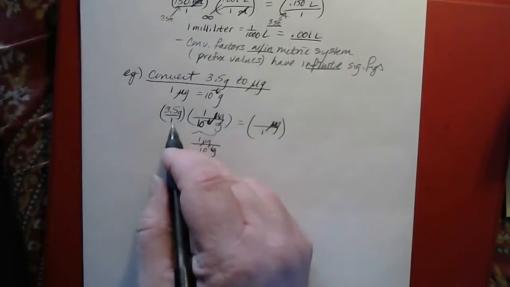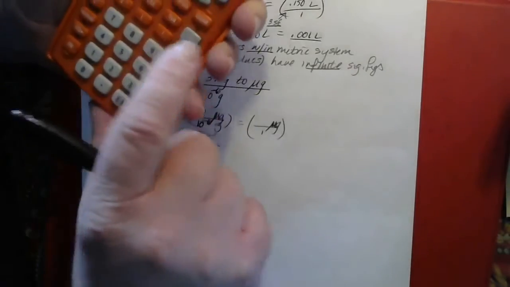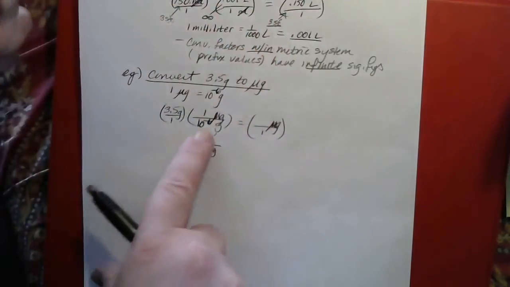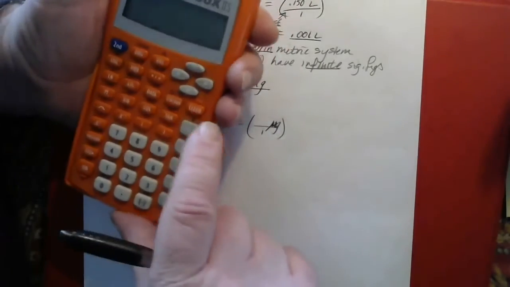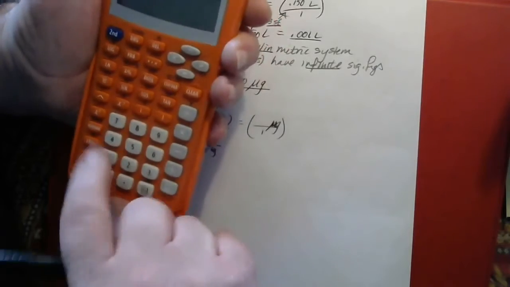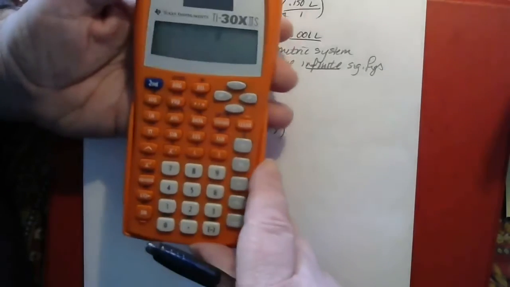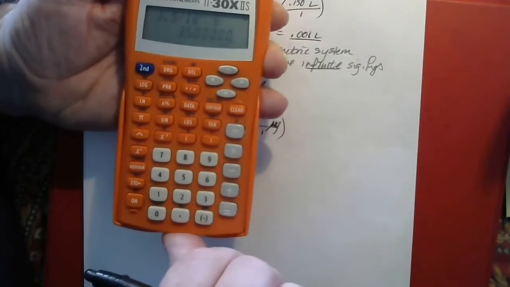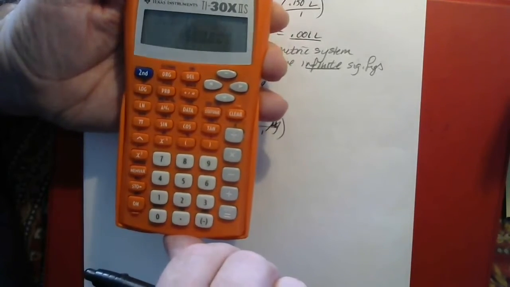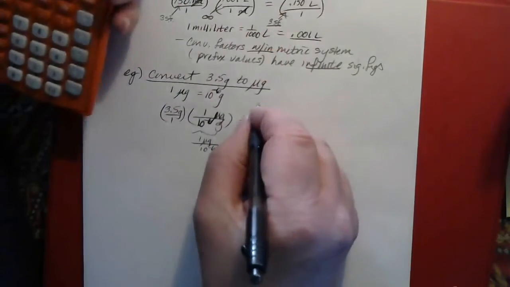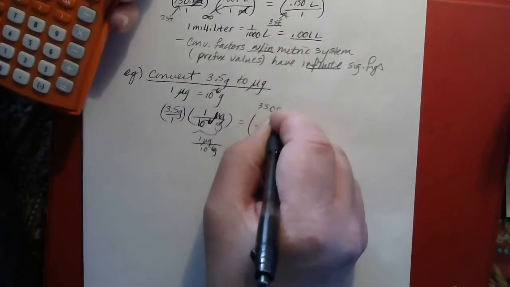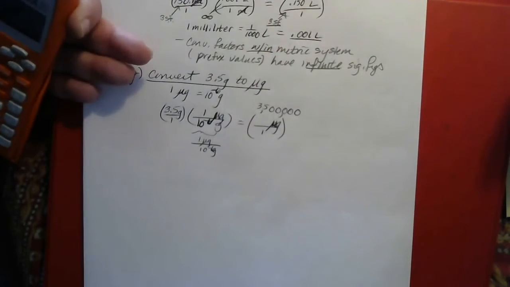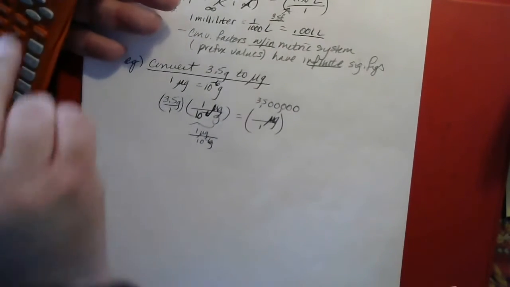And so if we take 3.5, and we can ignore the ones again, 3.5 divided by 10 raised to a power of minus 6, we get 3.5 million, 3,500,000 is what we get.